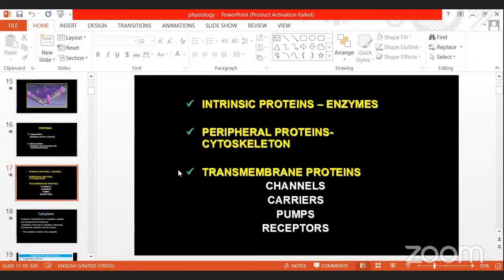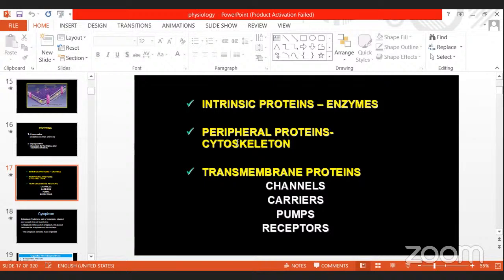And there is another protein type known as intrinsic proteins. They are mainly enzymes. And peripheral proteins are the cytoskeleton. Cytoskeleton means that which gives structural integrity to the cell membrane. Peripheral protein is a part of the cytoskeleton which gives structural integrity to the cell membrane.